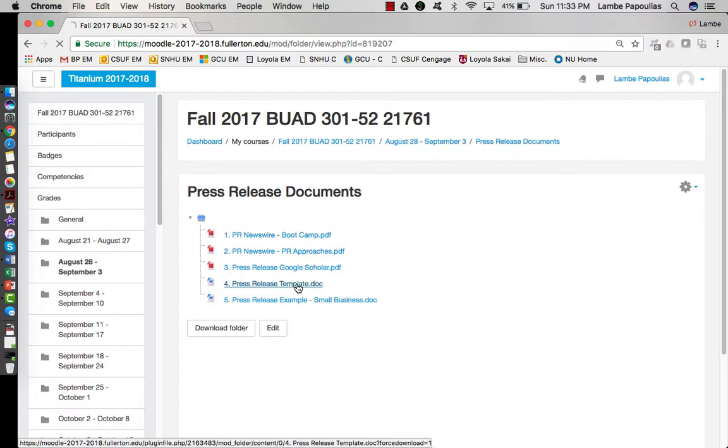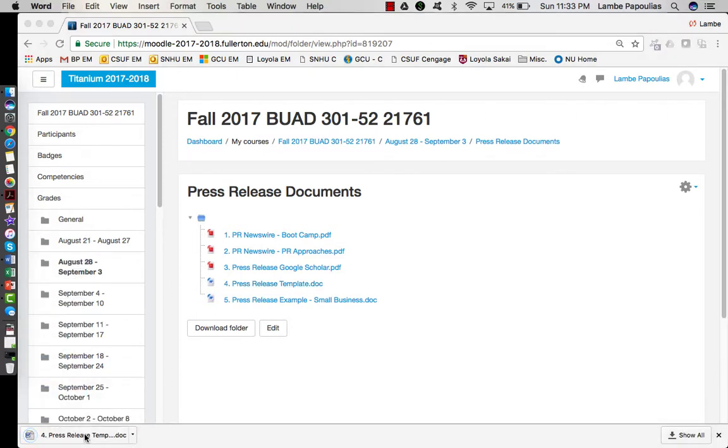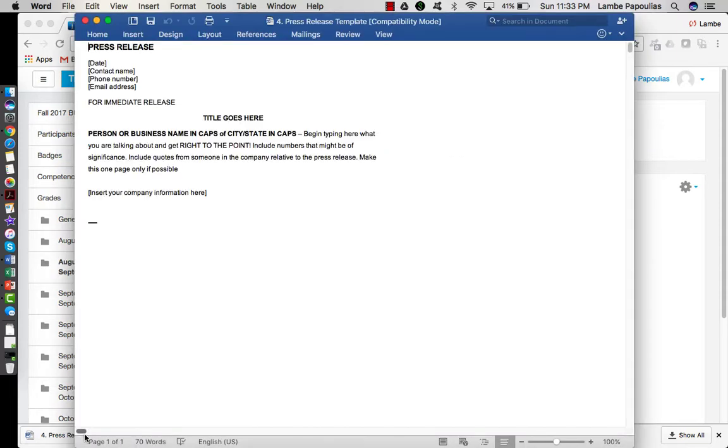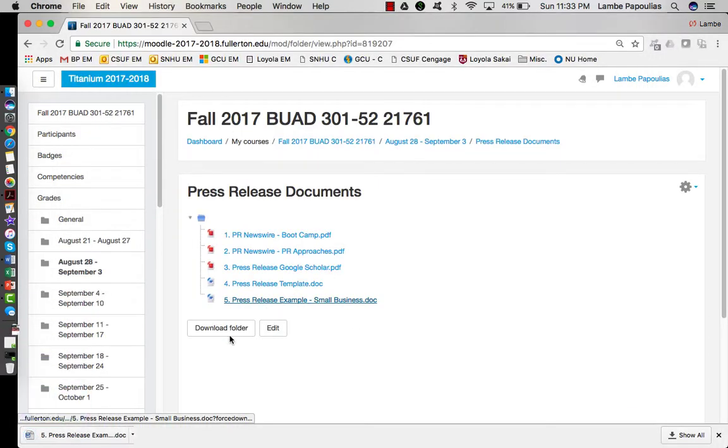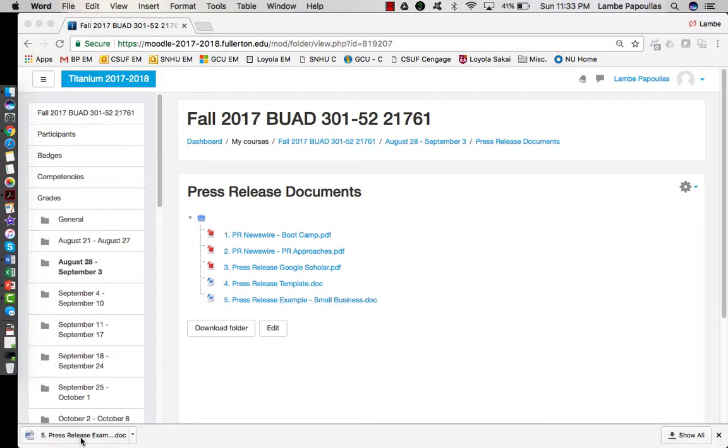So what I've done is I've included a press release template for you here. Just kind of give you an idea of what it can or cannot look like. Here you have the date, your contact name, phone number, email address. It says here for immediate release. The title goes here. Person or business names in caps, of city, state in caps, goes here, and then you begin typing what you're talking about right here. Very simple, very easy to use, very easy to understand. So here's a press release example for a small business.